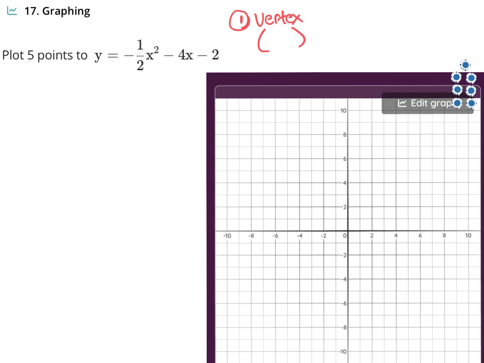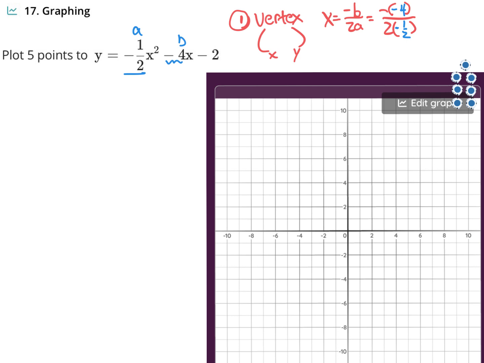The vertex is a coordinate. It's an x value and a y value. You find your x value by using the formula x equals -b over 2 times a. And when you use that formula, I always say write down negative parenthesis over 2 times parenthesis. And of course, you identify the b value of -4 and the a value of -1/2. So you plug in the -4 right there and the -1/2 right here.